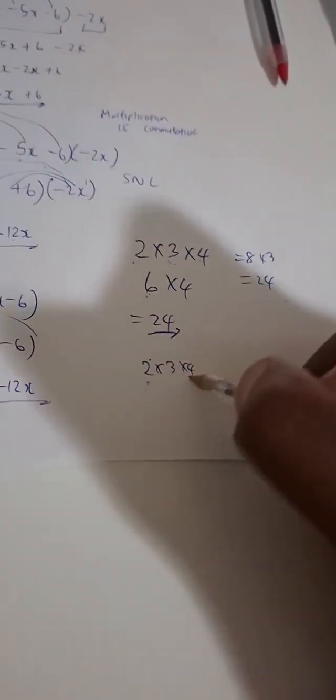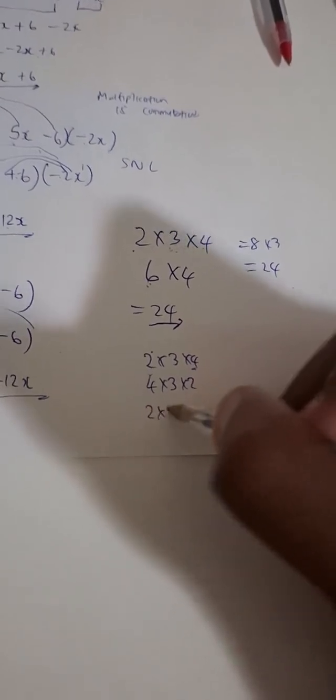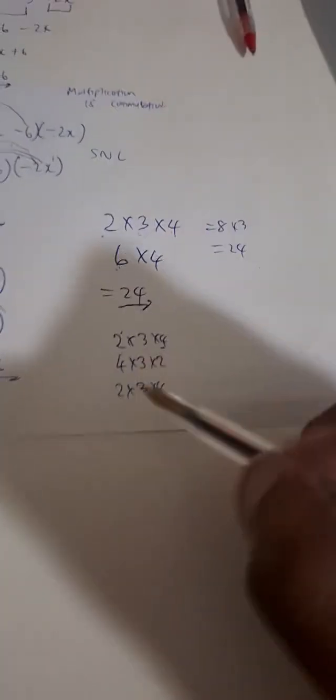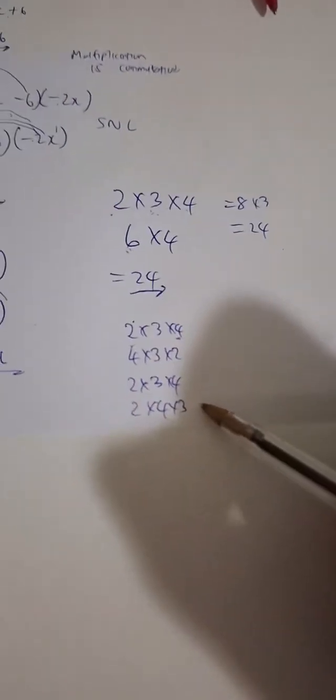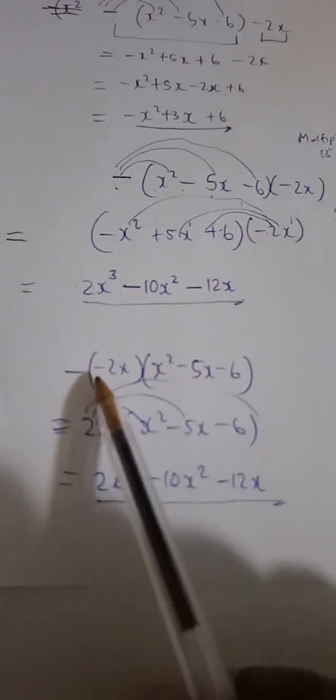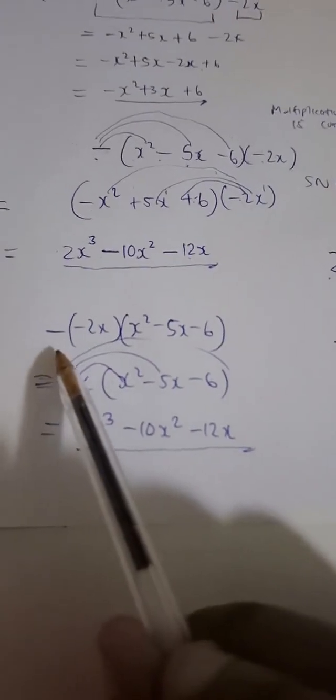So for instance, 2 times 3 times 4 can be written as 4 times 3 times 2, or you can write it as 2 times 3 times 4, or 2 times 4 times 3. At the end of the day, it's still the same thing, all right? So here I'm just having a progressive number of terms multiplied to each other, you see?